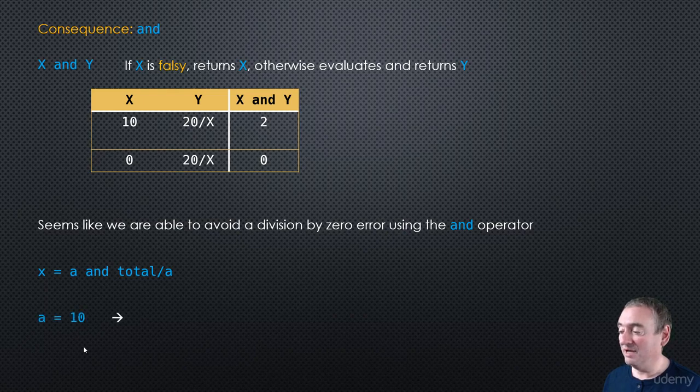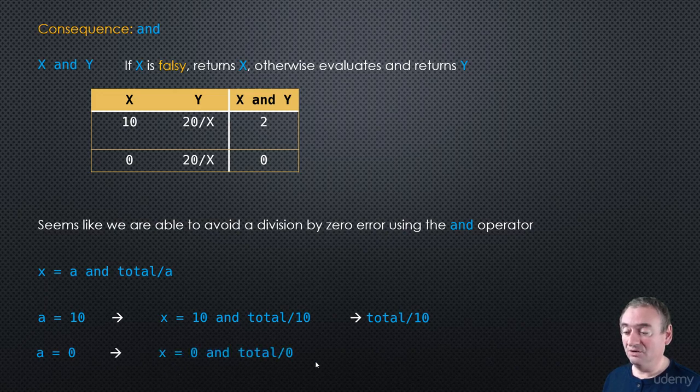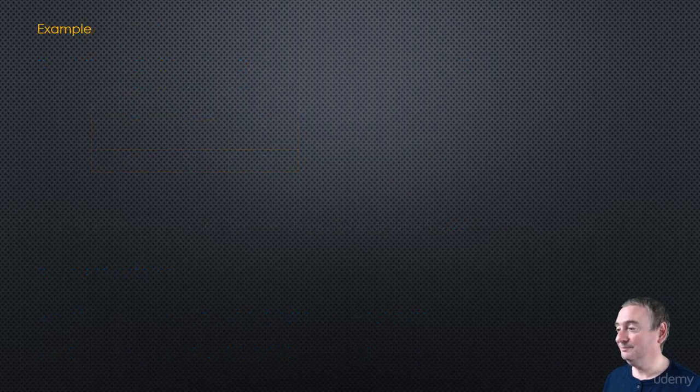So as an example, if we have a equals 10, well, 10 and total divided by 10, that's going to return total divided by 10, right? But if a is equal to 0, then we have 0 and total divided by 0, that's going to return 0. Okay. So that avoids basically that division by 0 error. Again, that's a pretty standard trick that can be used in Python.